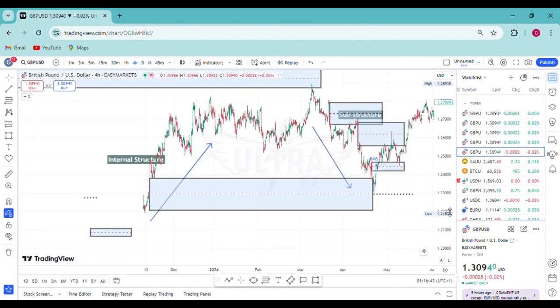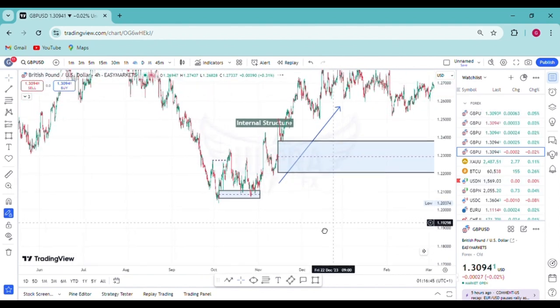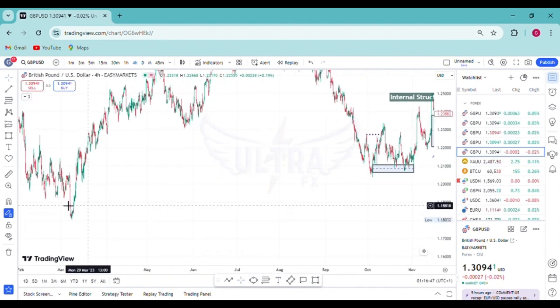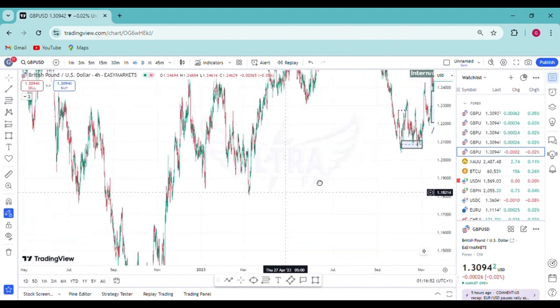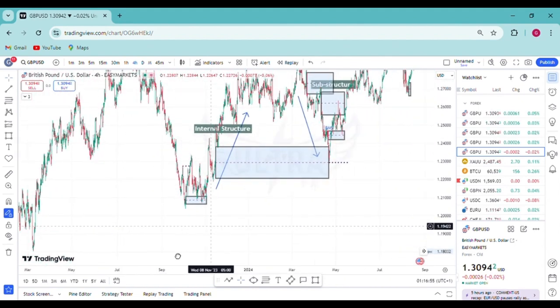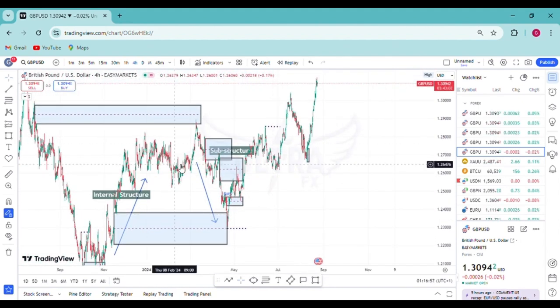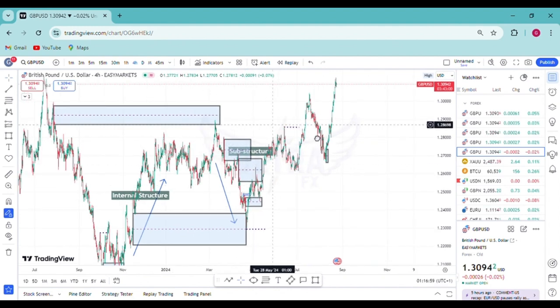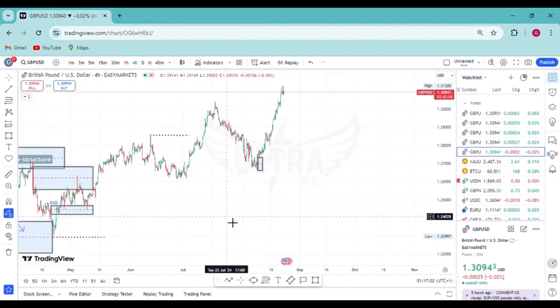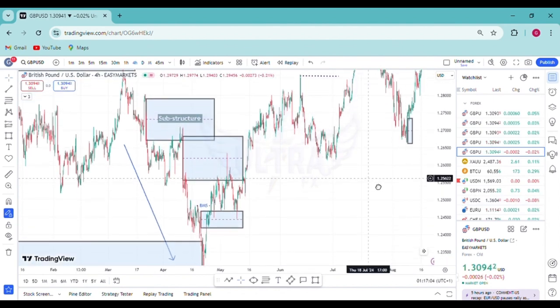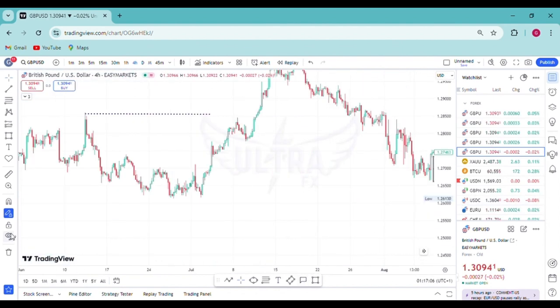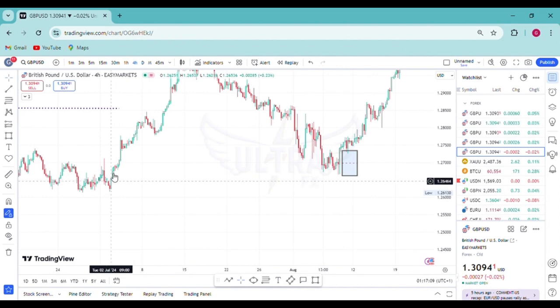Remember that on a higher time frame, the market is on a bullish trend. You can see the market did not break this low right here. So the market is on a bullish trend. So on a bullish trend, expect to trade with the market order flow, so you don't get eaten up by the market. As you can see, the market respected this BC, respected it and moved to the upside.